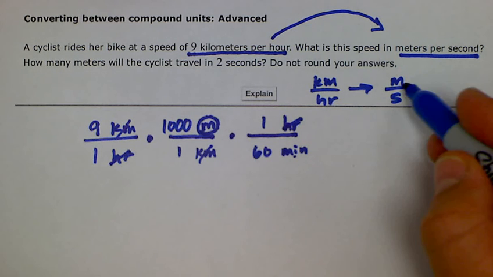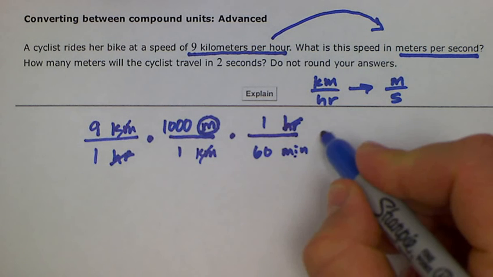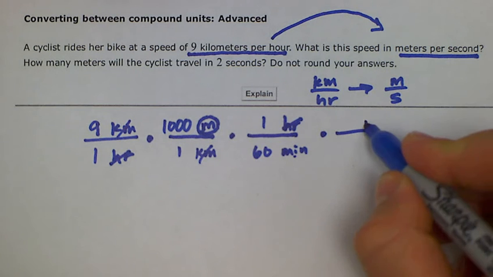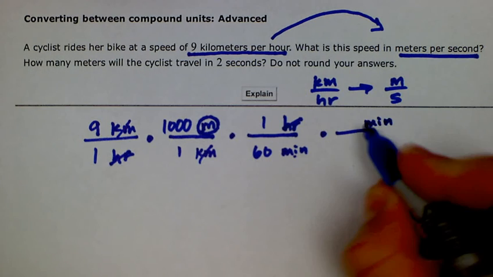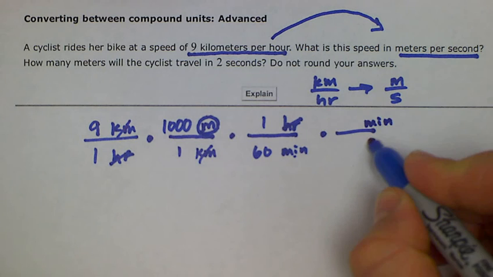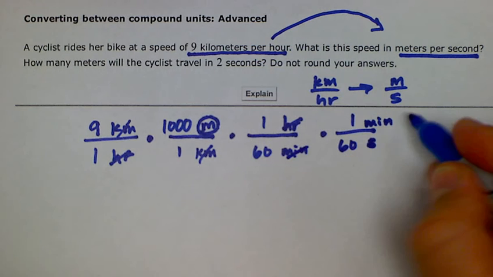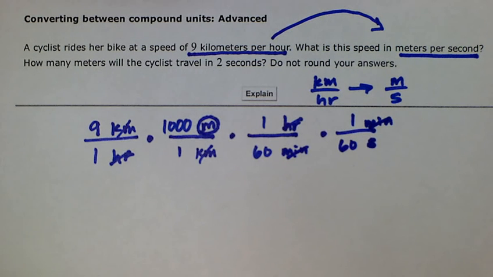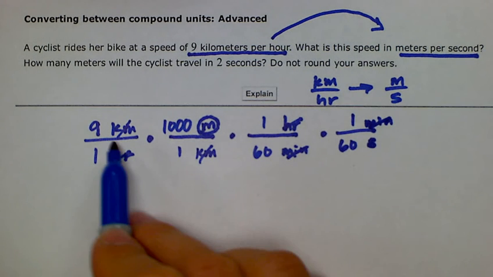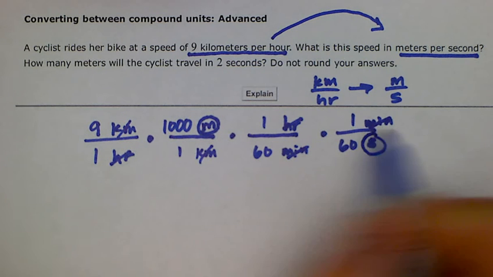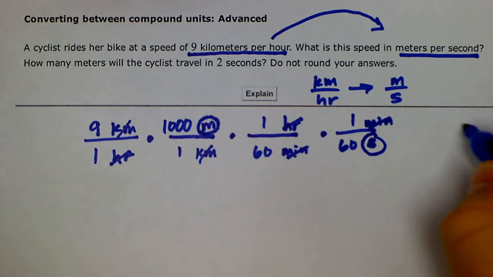Not quite there, so we need to do one more conversion because we need to get to seconds. Minutes is on bottom. In order to cancel, we put it on top. And minutes has a relationship with seconds. In 1 minute, we have 60 seconds. And our minutes are going to cancel. So here finally we have meters per second. We can circle it. That's the unit we want it to be in. So we ended up in meters per second.